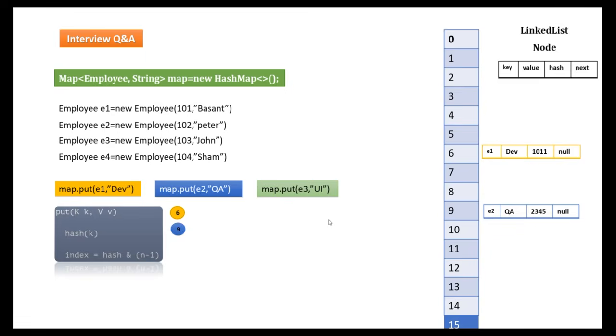Now the third time, let me try to add this e3, with some different string. Again it comes to the put method, evaluates the hash, then finds the index. Coincidentally, let's assume that it finds the same index, which is 6. Now if you go and check bucket 6, there is already one node. If in the same linked list, or in the same bucket, you find multiple nodes, then that concept is called hashing collision.